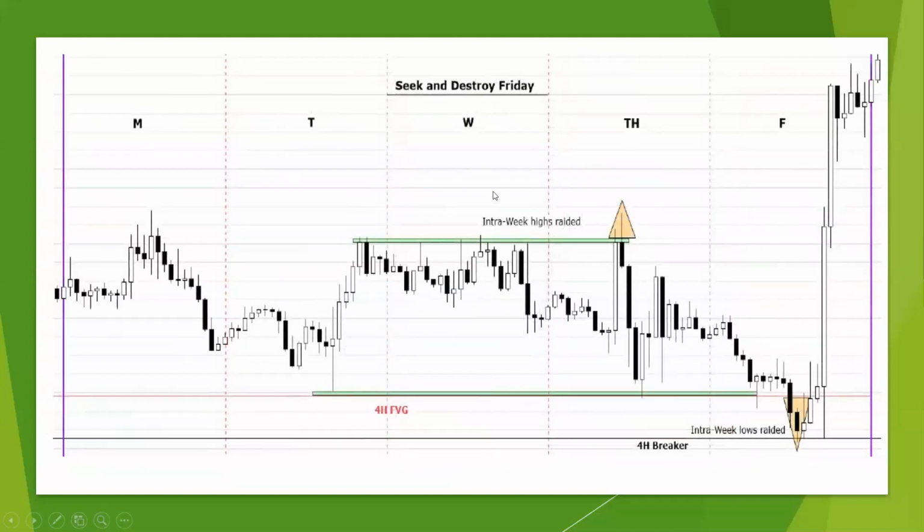All right, so this is the Seek and Destroy Friday. This would be the bullish Friday, right? Again, delineations, beginning and end of the week. Look how price trades, right? Monday, we trade up and we trade down. Trade up, trade down, trade up. We're staying in this range here, from this low to this high.